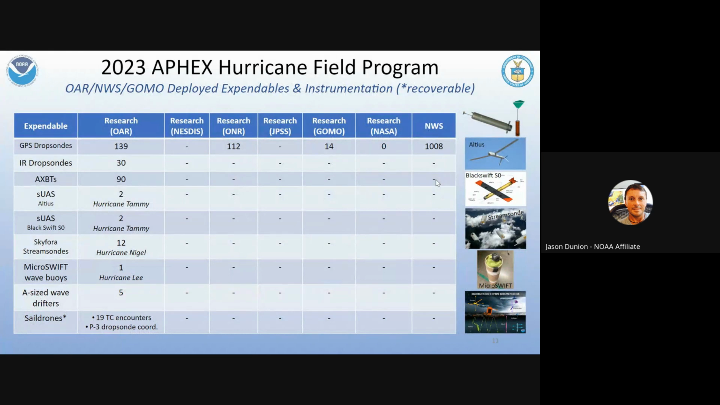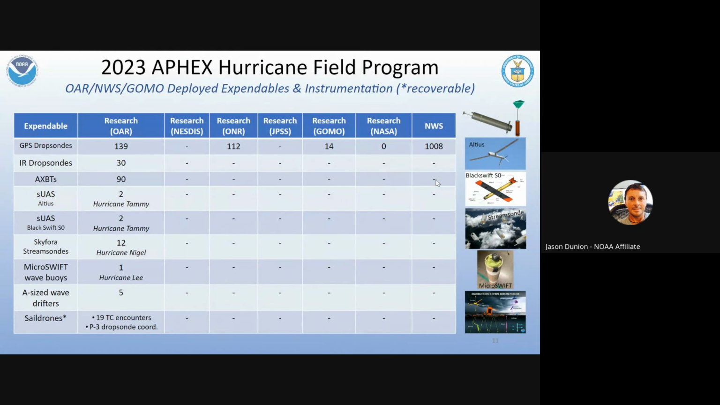Lots of observations. I won't go through them all, but you can see who deployed what types of observations, from dropsondes to BTs. We had successful UAS deployments in Tammy, Skyfora, Streamsons, and Nigel, and a first ever microswift wave buoy launch from the P3 during the lease. That was great to see.